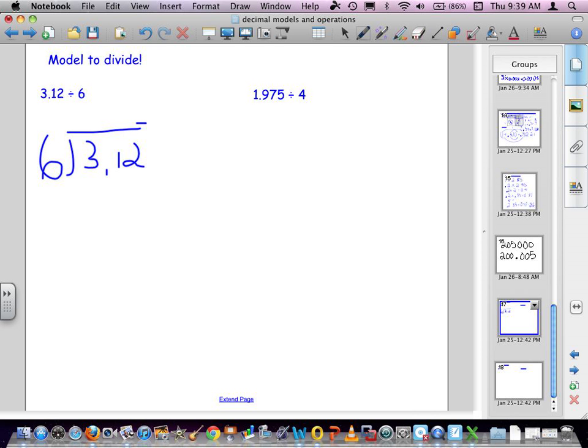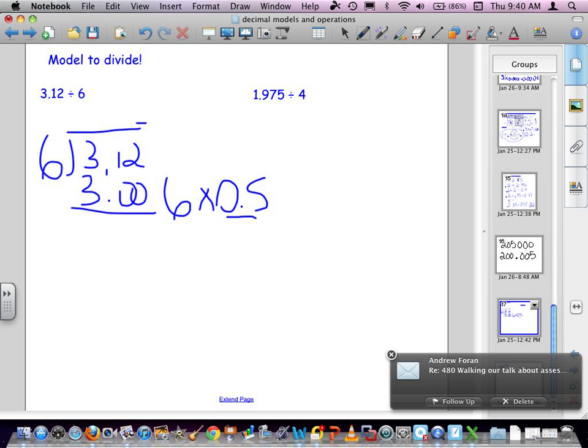Now I want you to think of something that when I multiply it by 6, I get really close to 3. Decimal 5. Would you agree that if I multiplied 6 times decimal 5, I'd get 3? Okay, so I can get to 3 by using decimal 5. I'm going to take that away. I've covered that already.